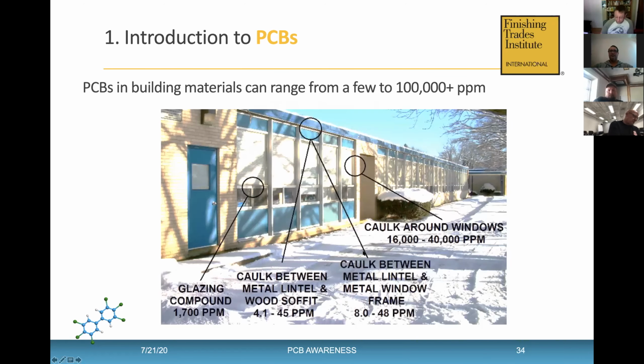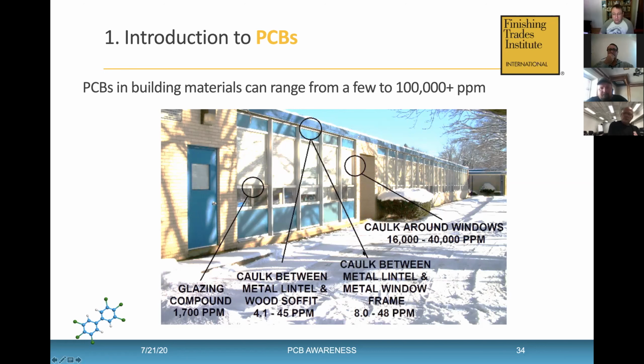So that's just a review, and this is another good one, Manny, what we can focus on here for you. This is a school, and we have different materials on the outside of the building that they sampled for. We see that some of the caulking was between 4 and 48 parts per million of PCBs. Some of it ranged up to 40,000 parts per million. So that's a pretty significant swing.